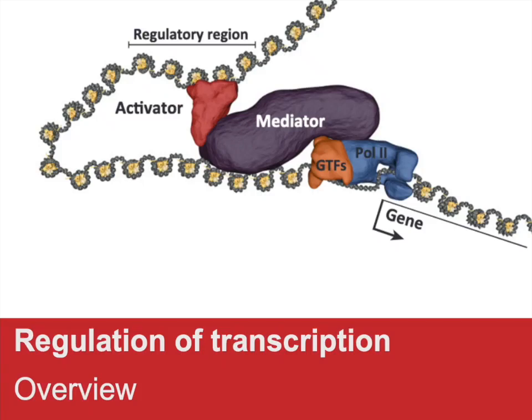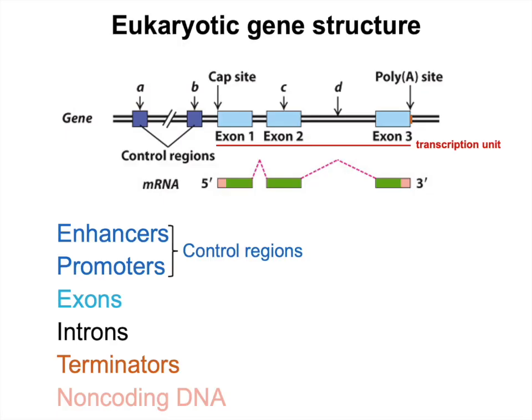Let us now have a quick overview of the basic elements that regulate transcription. A typical, relatively simple eukaryotic gene will have a transcription unit, highlighted in red here, corresponding to the sequence of the primary transcript, from the cap site to the polyadenylation site.